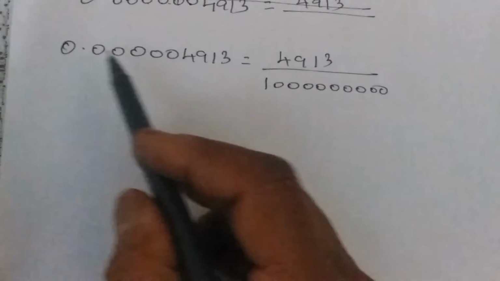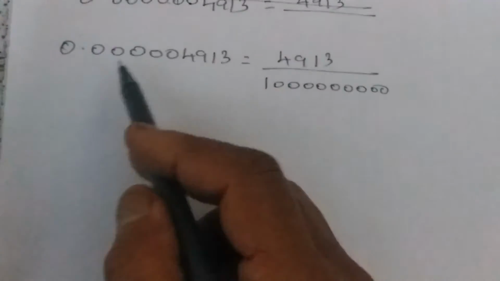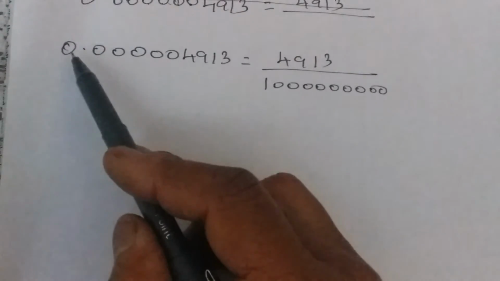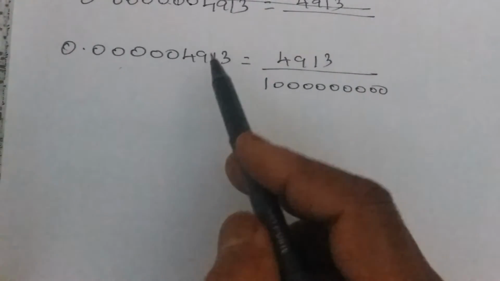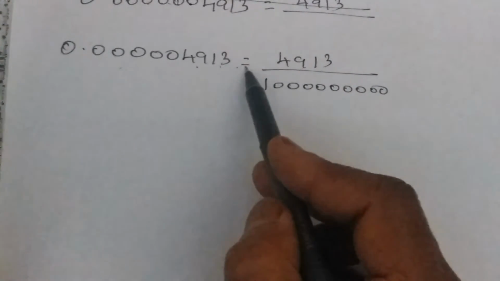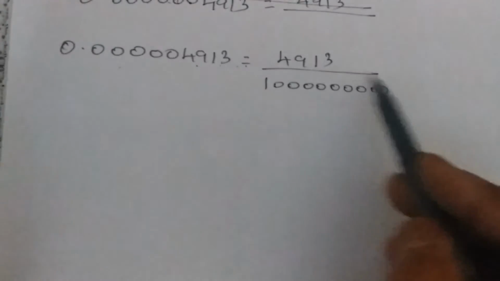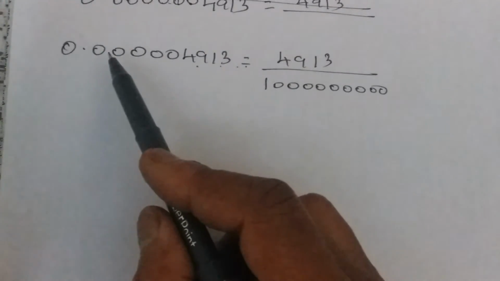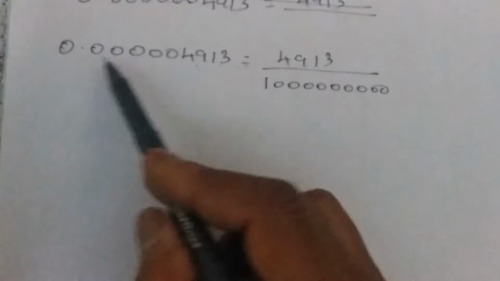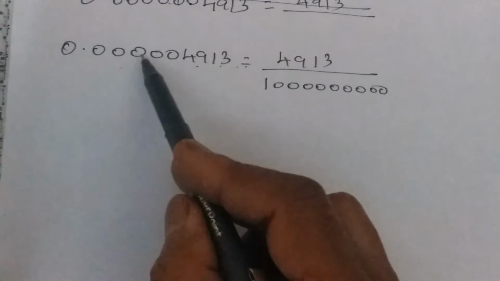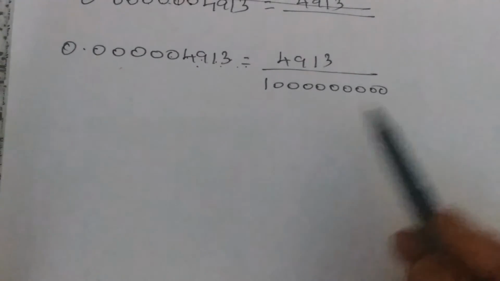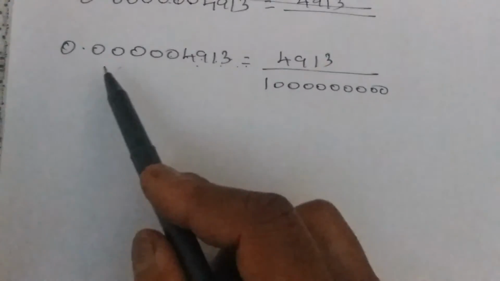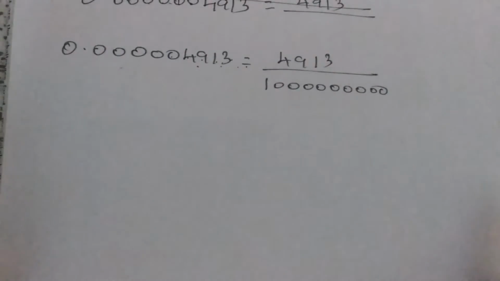Just combine the numbers before the point and after the point together. If you remove the point, it becomes 0, 0, 0, 0. So zeros in front of the number have no value. So we can write only 4913 in the numerator, and after the point, how many digits do you have if you count? We have 9 digits: 1, 2, 3, 4, 5, 6, 7, 8, 9. So with 1 you have to put 9 zeros. This is how we change a decimal number into a rational number.